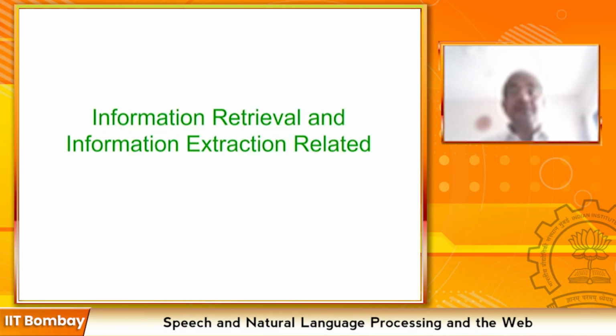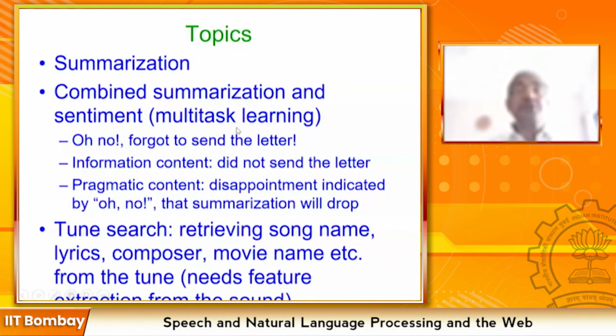We did some work in this area in 2016. This uses multitask learning and also what is called submodularity. So look at this sentence: "Oh no, forgot to send the letter." The essential information here is I forgot to send the letter. But there is pragmatic information. I am expressing disappointment, "oh no." So summarization will discard the exclamation and just say that I forgot to send the letter. But I lose valuable information, namely the sentiment that I am disappointed. So how to strike a balance between maintaining sentiment as well as giving a concise summary of the text.